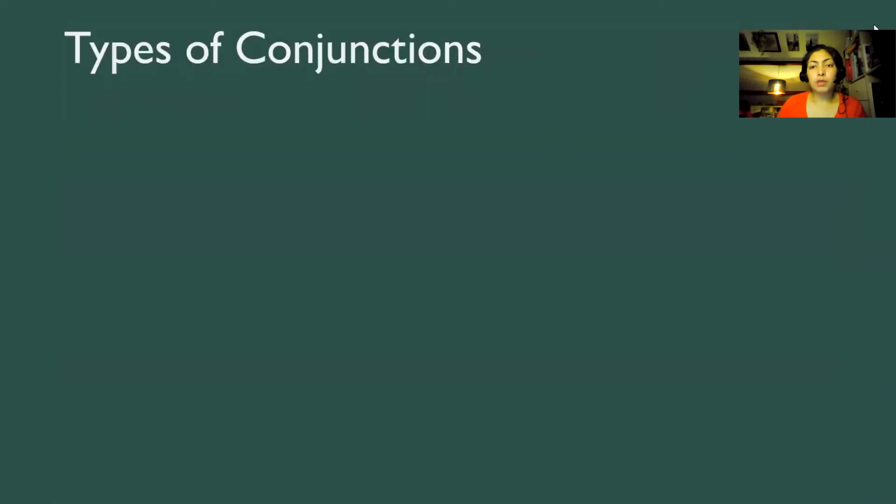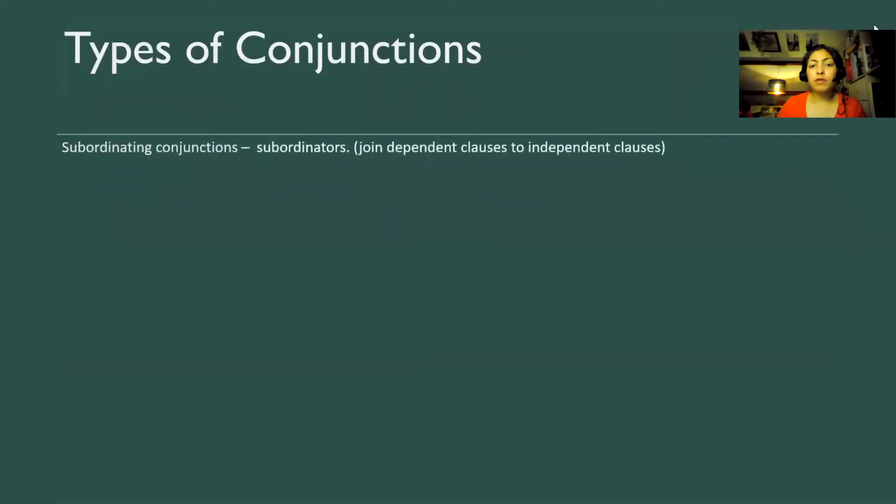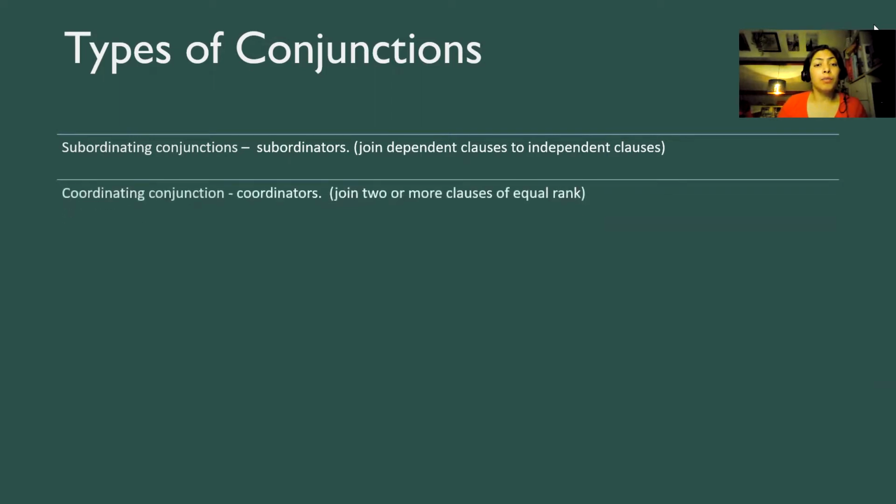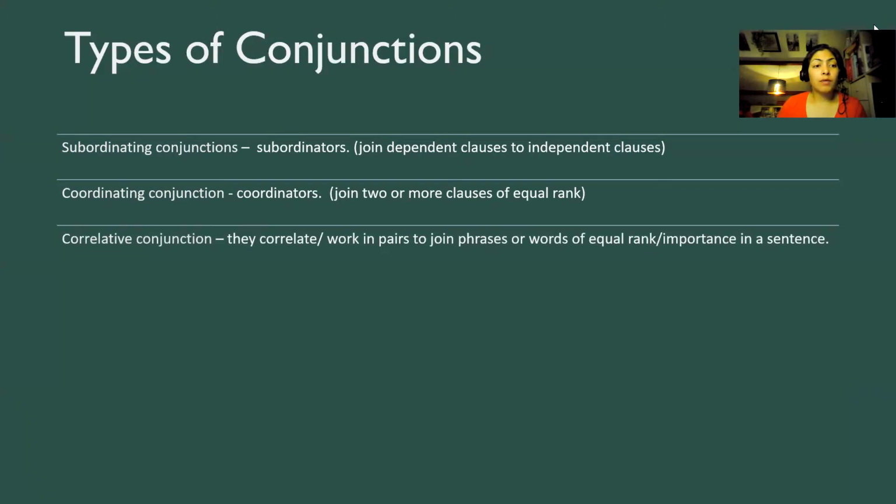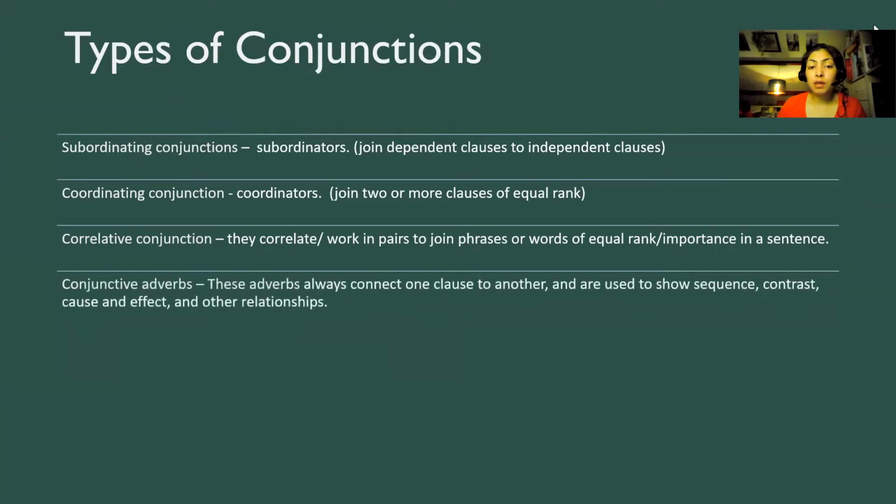So this is an easy way to remember. Now remember the types of conjunctions. You have subordinating conjunctions, which are called subordinators. They join dependent clauses to independent clauses. Coordinating conjunctions are called coordinators, and they join two or more clauses of equal rank, so two independent clauses. And we also have correlative conjunctions. They correlate, that is, they work together in pairs to join phrases or words of equal rank or importance in a sentence. We also have conjunctive adverbs, and these adverbs connect one clause to another, and they show sequence or contrast, cause and effect, and other relations.